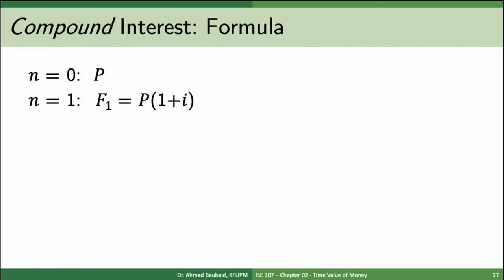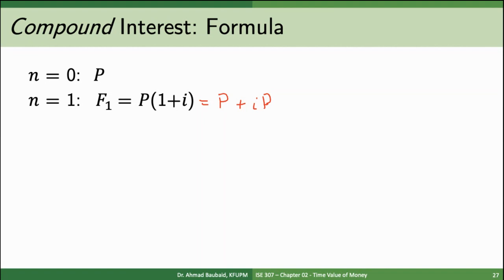Now in time period 1, I'm taking my P and adding interest to it. How do I add interest? I can just multiply by 1 plus I, and hopefully you see that, because this is just P plus IP. This is the principal plus whatever interest the principal earns, and you get P times 1 plus I. So this is F1. What F1 means is that it is the value of your principal after applying interest for one time period.